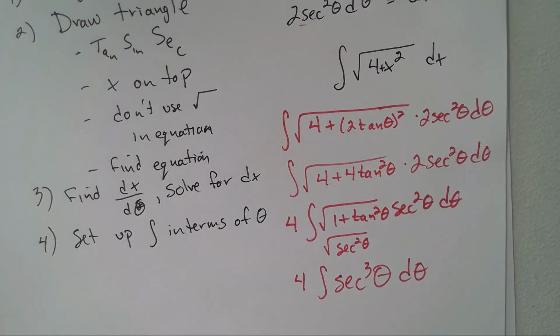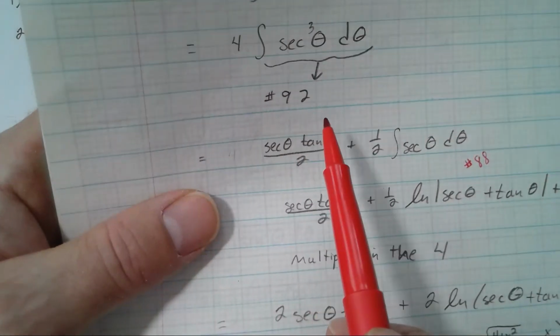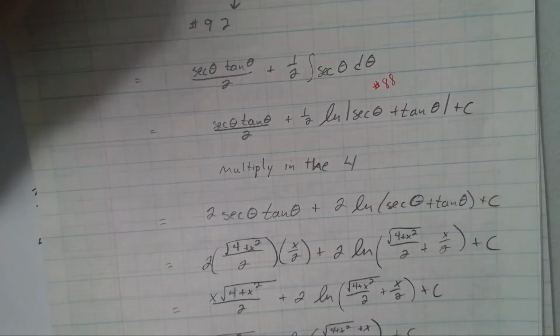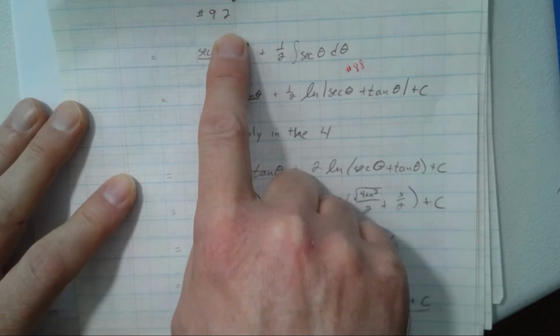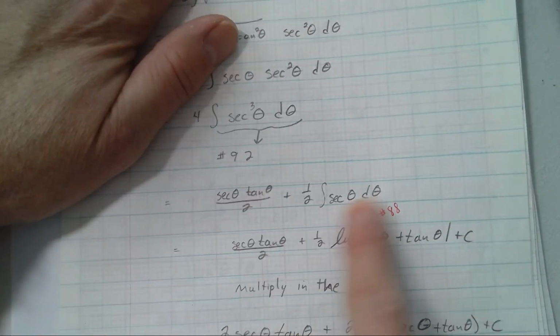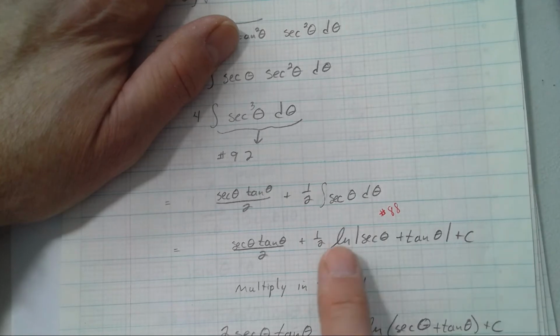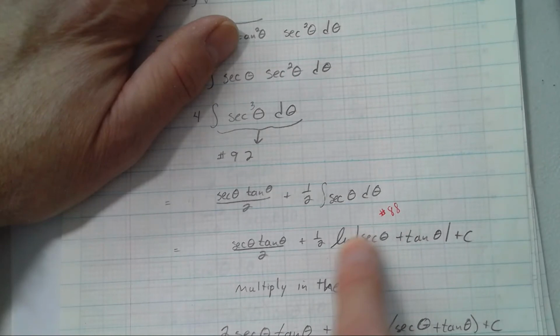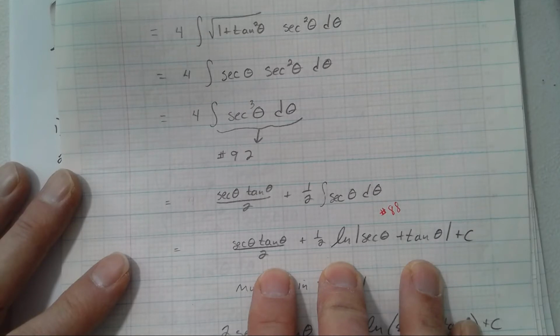Now we need the brief table of integrals, and according to number 92 here, we get this. Maybe I'll just not write it all out, and kind of follow along here. Okay, so off of the brief table, the integral of secant cubed is this stuff. And we don't know the integral of secant either. So apparently number 88 will tell us that that's what the antiderivative of secant is. So we have our antiderivatives in terms of theta after all of that.